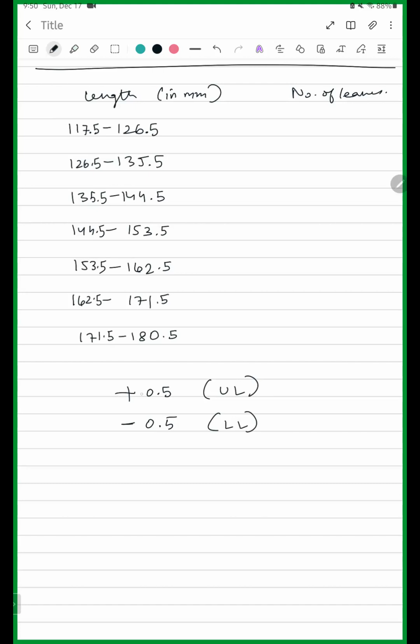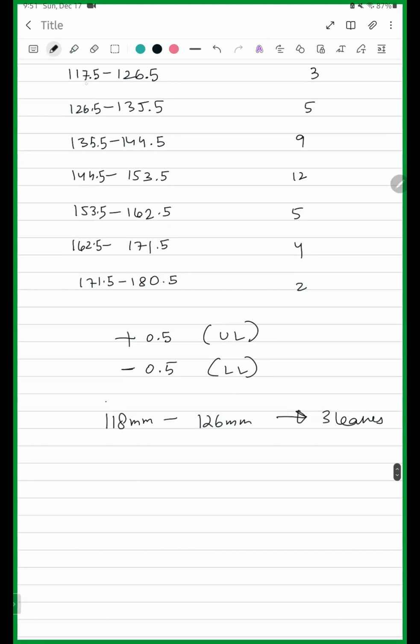Good. Now the frequency remains the same: 3, 5, 9, 12, 5, 4, 2. Why does the frequency remain the same? Because initially what we were saying was between 118 millimeters and 126 millimeters, we have 3 leaves. So now also it's not going to change.